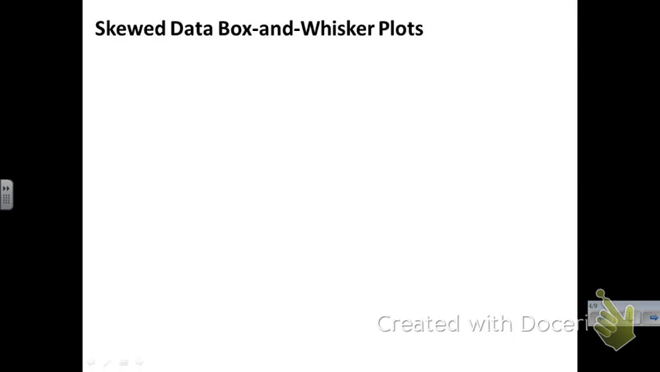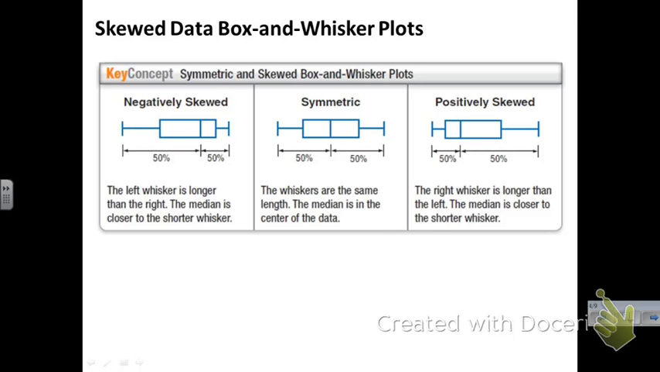Skewed data box and whisker plots look like this. The first one is negatively skewed. This reads that the left whisker is longer than the right, and the median is closer to the shorter whisker, so this is negatively skewed. Symmetric is everything's the same, they're the same distance from the center. And then positively skewed is the majority of our data would be on the left side.